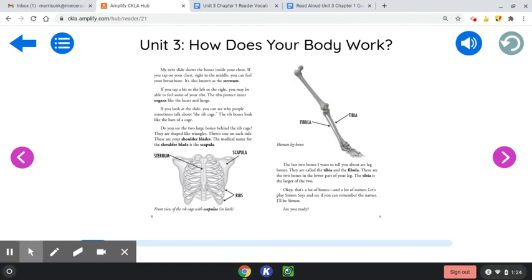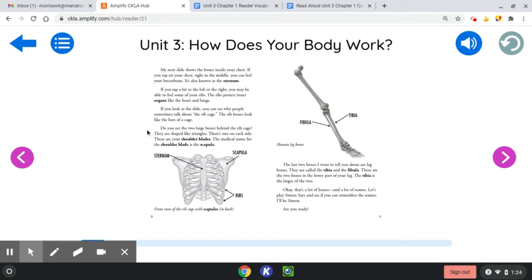If you look at the slide, you can see why people sometimes talk about the rib cage. The rib bones look like the bars of a cage. So they're saying that in here it kind of looks like a cage. Okay, then back up here. If you look at the slide, we're on the next paragraph.